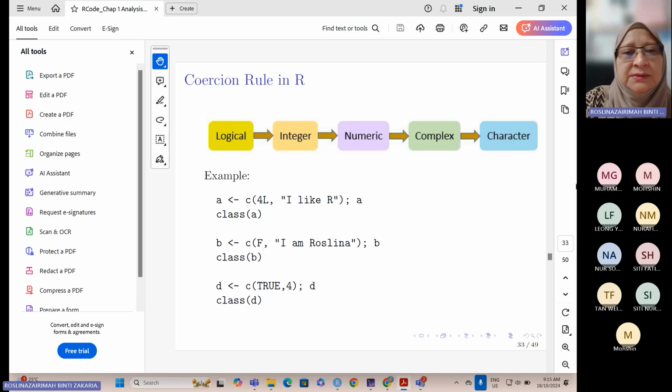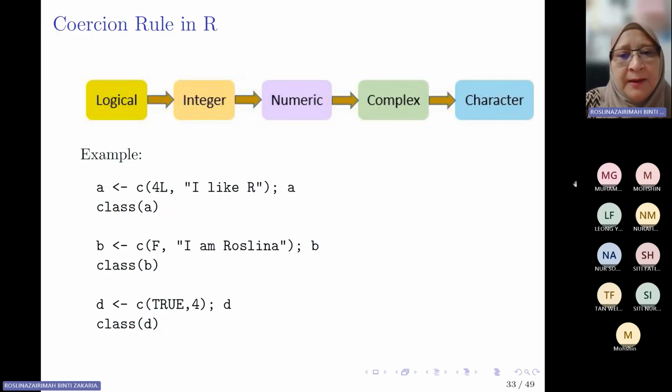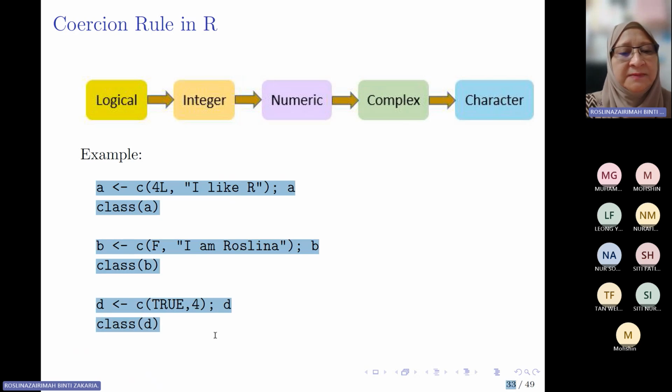So the coercion rule in R: if we have a logical, we combine with integer, it becomes integer and so on. If you look at this example, the integer combined with the text, logical combined with the character, it becomes a character. You can try this to check what is the class of the variable.